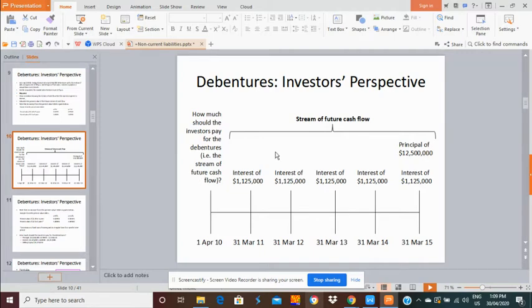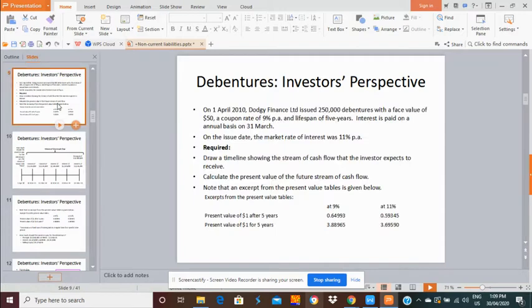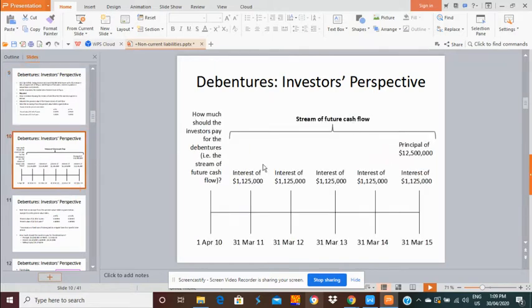So the payments need to be converted to present value using the appropriate discount factor. And the discount rate is also given to you, 11%. Therefore, when you find the present value of all these payments, please do not use 9%. Please use 11%. For the principal, it would be easy: 12.5 million divided by 1 plus 0.11 to the power of 5. And you get the present value of the principal.